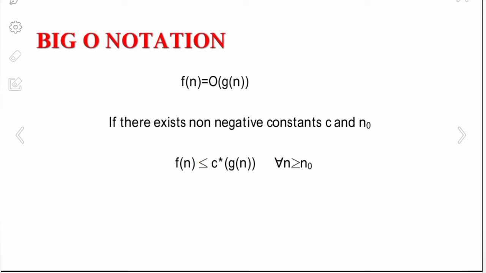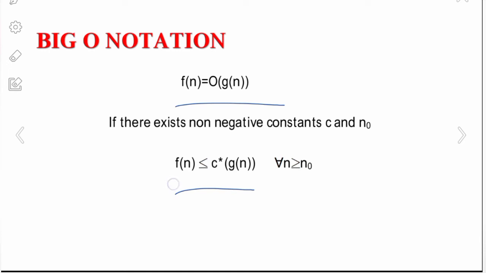Here we are considering f of n equals big O of g of n. We can represent the big O notation in this format. Here f of n is the function that we want to execute, and big O of g of n is the bound. So f of n must be less than or equal to c into g of n, where c may be any non-negative constant. So c and n naught are non-negative constants. That means f of n, for the given input size, must always be less than or equal to the constant c into g of n.